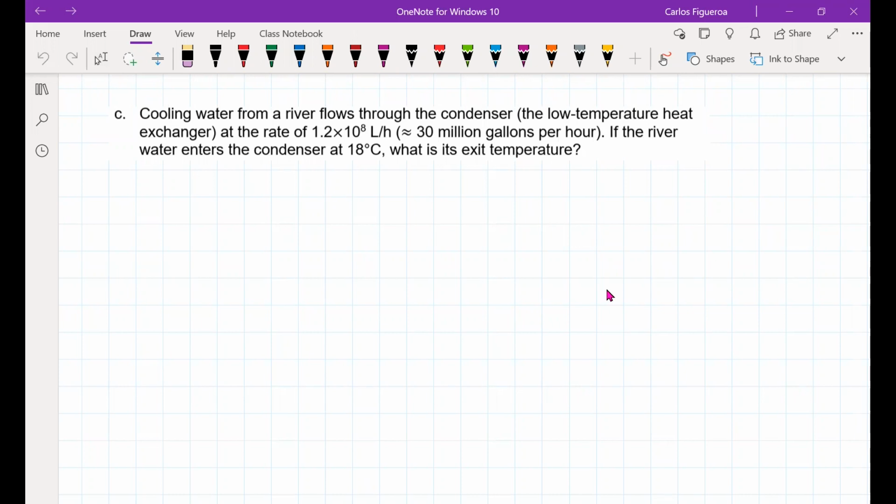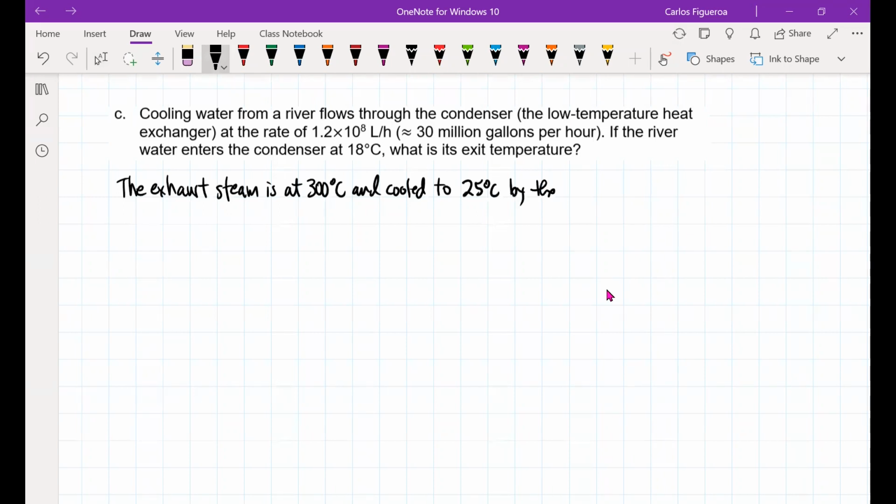So let's think about this thing here. So the exhaust steam, that means the steam that was not used to spin the turbine, is at 300 degrees C and cooled to 25 degrees C. This is 25 degrees C by the river water.